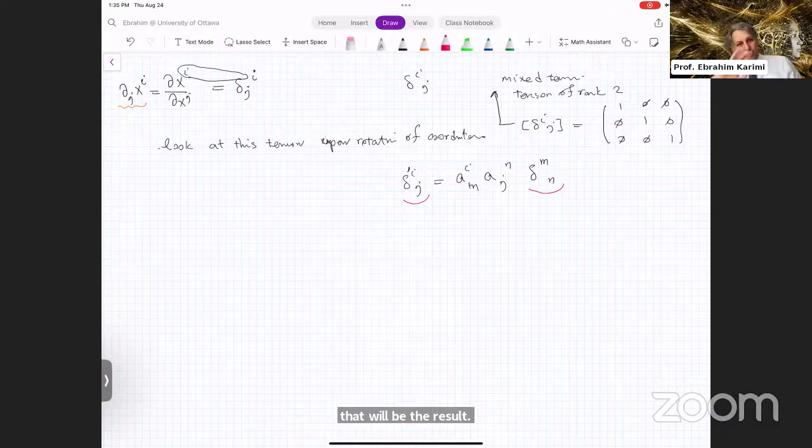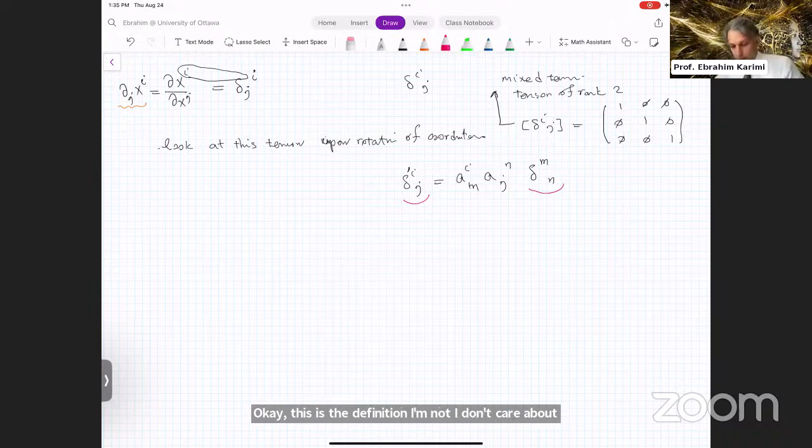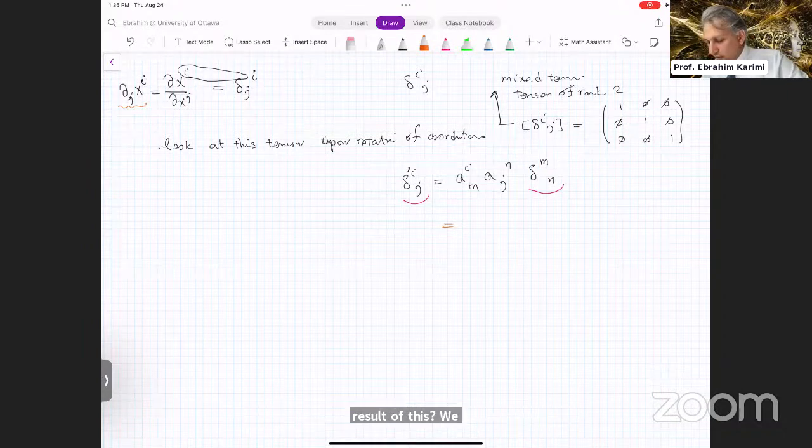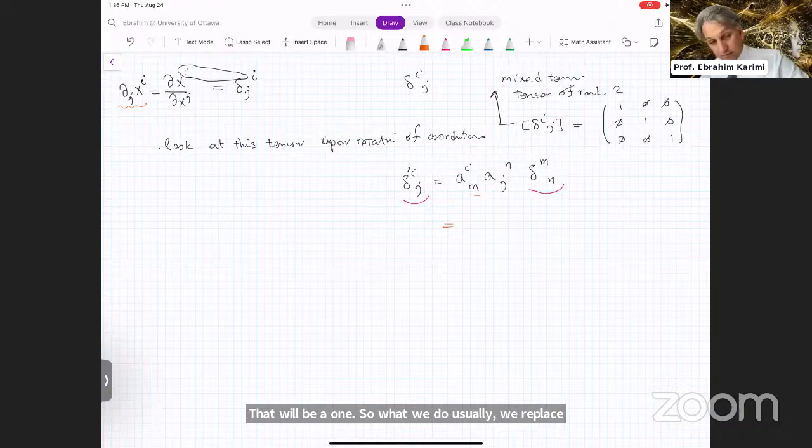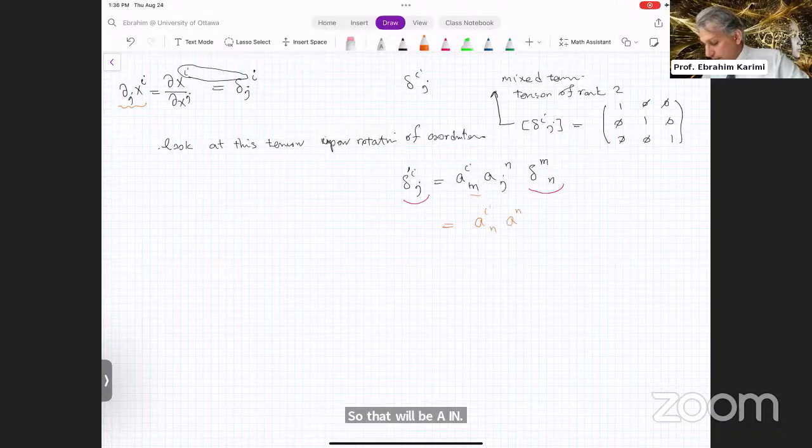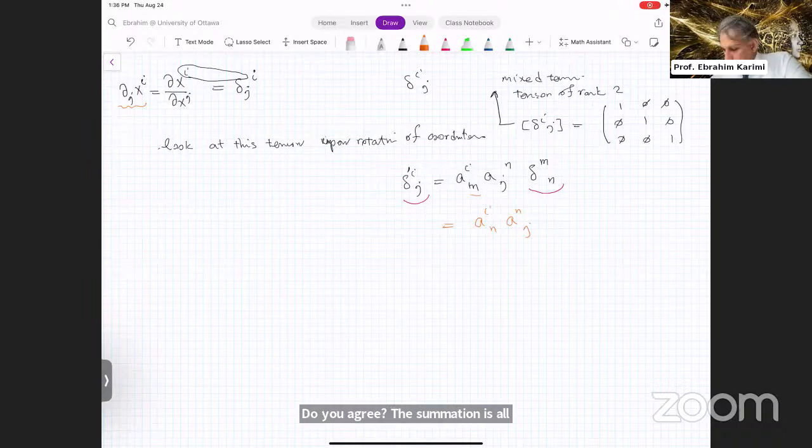Okay, this is the definition. I don't care about the prime now at this stage. What is the result of this? We know that the delta of m and n, when m is not equal to n, is 0. When m is equal to n, that will be a 1. So what we usually do, we replace one of the m with n, and we take away the summation. So that will be a_in a_jn. Do you agree? The summation is over what now? The summation is over the repeated index, which is the dummy index n. Do you agree, or do you have a problem with that?